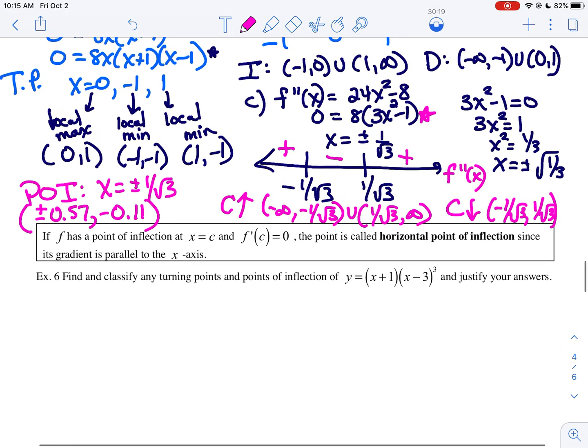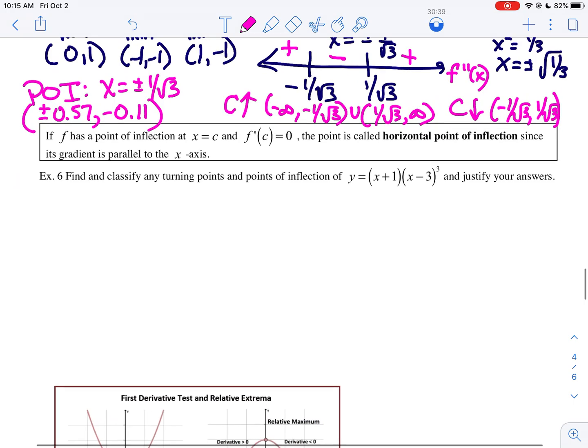All right, in the box: if f has a point of inflection at x equals c, and the first derivative at c is 0, the point is called a horizontal point of inflection, since its gradient is parallel to the x-axis.